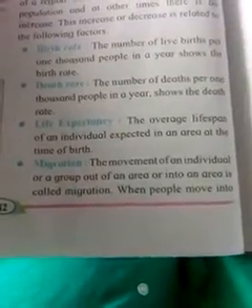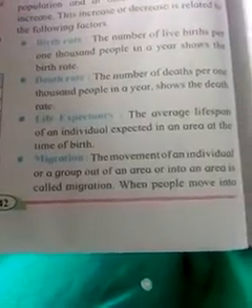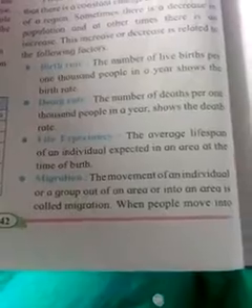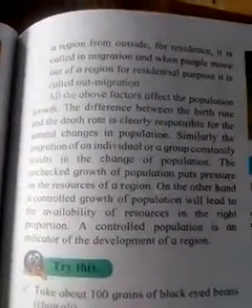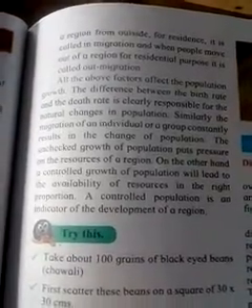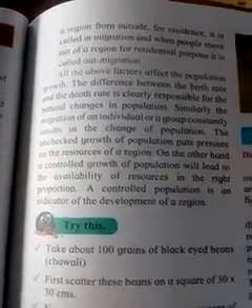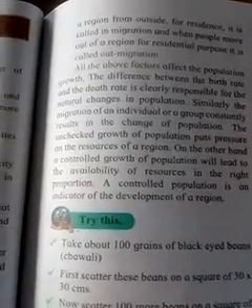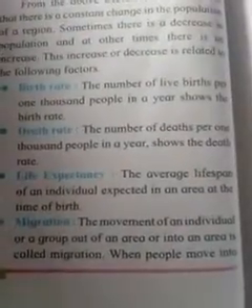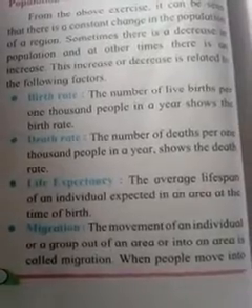Migration: the movement of an individual or group out of an area or into an area is called migration. When people move into one region from outside for residence, it is called in-migration. When people move out of the region for residential purposes, it is called out-migration. That is, what is migration? The movement of individuals or groups out of areas or into areas.